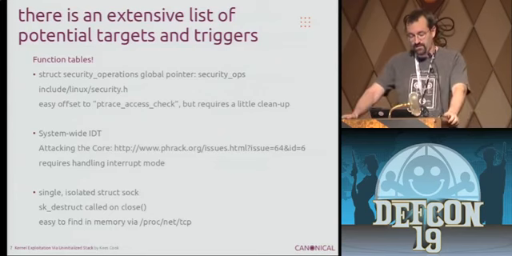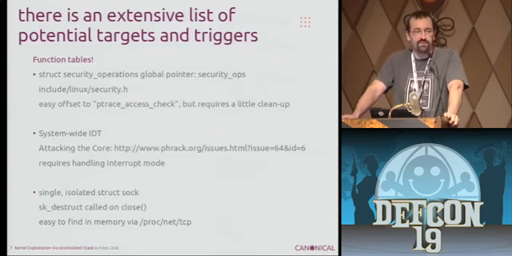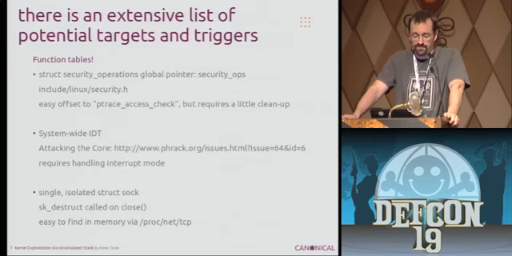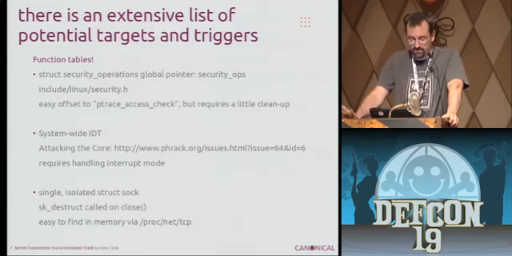One of the first ones that I played with a bit was security ops, since I was familiar with the Linux security module interfaces. That's basically for SELinux, AppArmor, other LSMs use the security ops function table for high-level actions. So I liked replacing the ptrace access check because it was up at the top. It didn't require too much cleanup after you used it. There's plenty of other things. You could use the IDT. There's a good Phrack article on that. There's plenty of stuff to read on that.